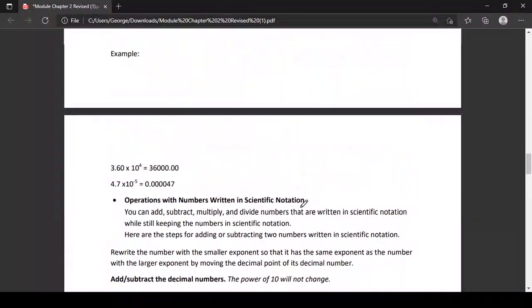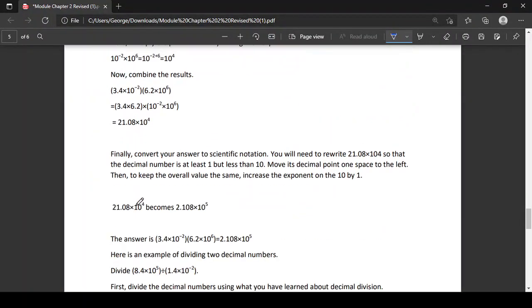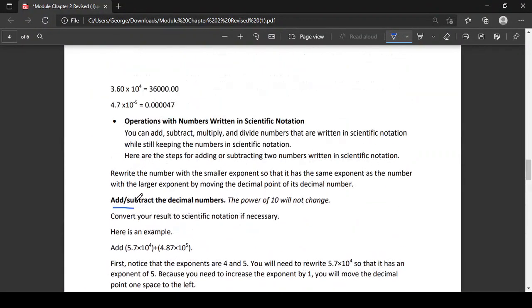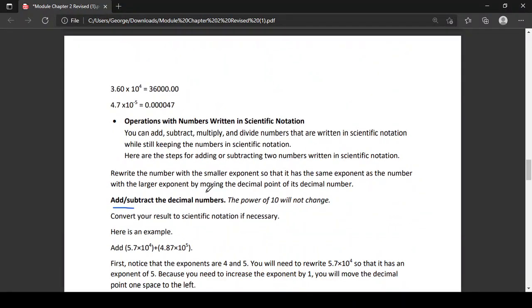Next, the last topic is addition, subtraction, multiplication, and division of scientific notations. You can add, subtract, multiply, and divide them. How? Kids, this is where operations with numbers written in scientific notation come in. You can add, subtract, multiply, and divide numbers written in scientific notation while still keeping the numbers in scientific notation. So here are the steps for adding or subtracting two numbers written in scientific notation.